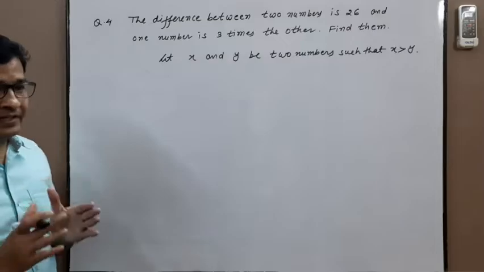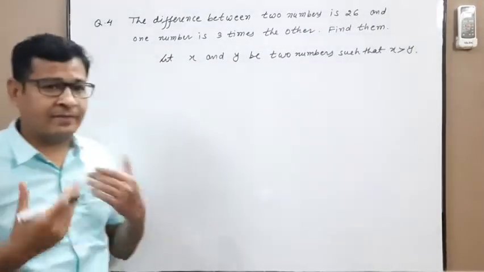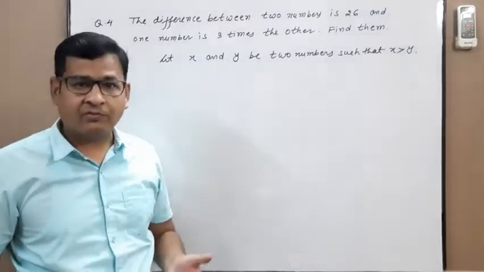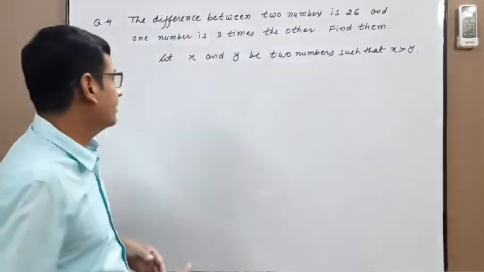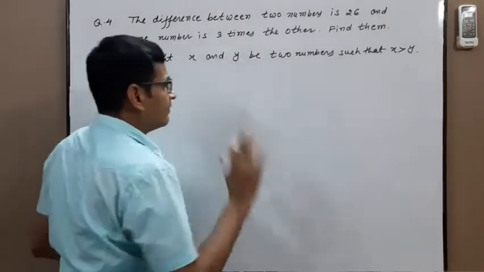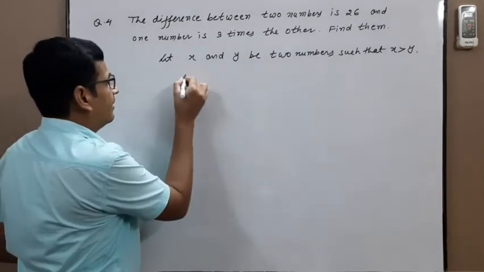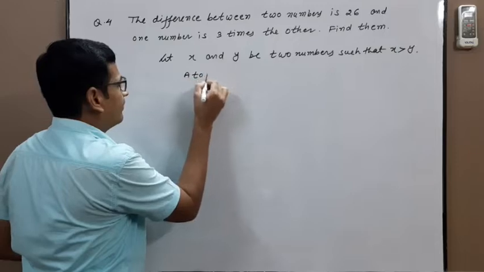Whenever we let two numbers, we should know which number is bigger. So always take either x is greater than y or y is greater than x. So let x and y be two numbers such that x is greater than y. Now write according to the problem.